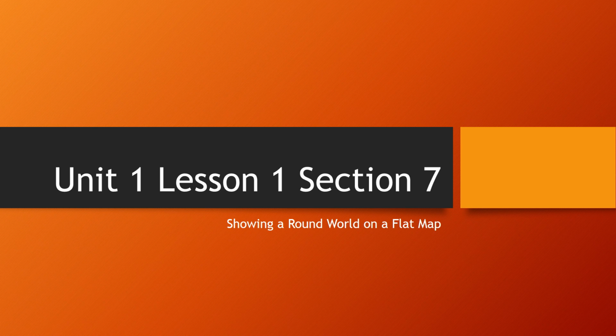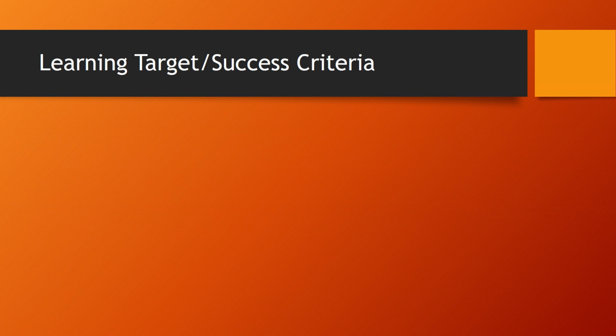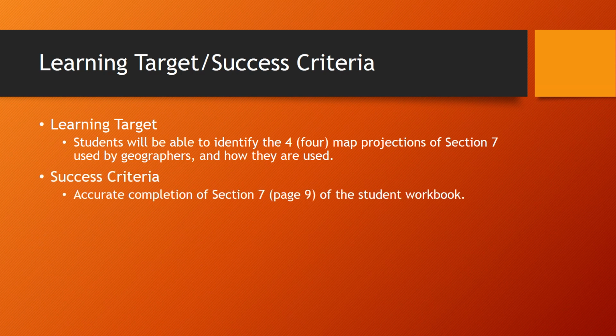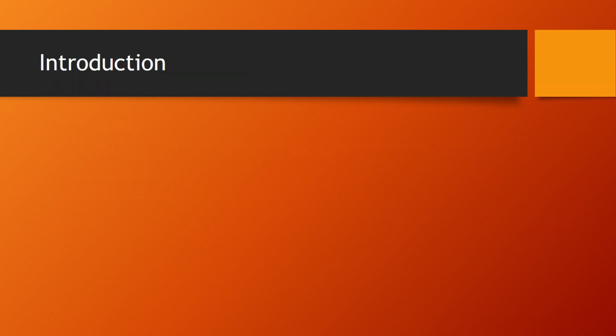Section 7 is titled Showing a Round World on a Flat Map. So, our learning target and our success criteria, the reason that we are here. Our learning target is that students, that's you, are going to be able to identify the four different map projections of Section 7 used by geographers and how geographers use them. We'll know that we completed our learning target when we have accurate completion of Section 7, which is found on page 9 of your student workbook.